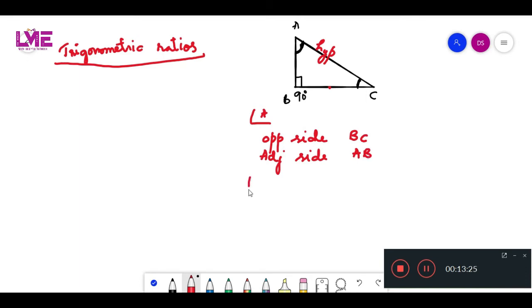Similarly, now let us take angle C. For angle C, what is the opposite side? Here you can see in the diagram, the opposite side is AB. Now, what is the adjacent side for angle C? If you look at the diagram, we have two adjacent sides, but one side, AC, is fixed as the hypotenuse. So the only remaining adjacent side is BC. So the adjacent side for angle C is BC.